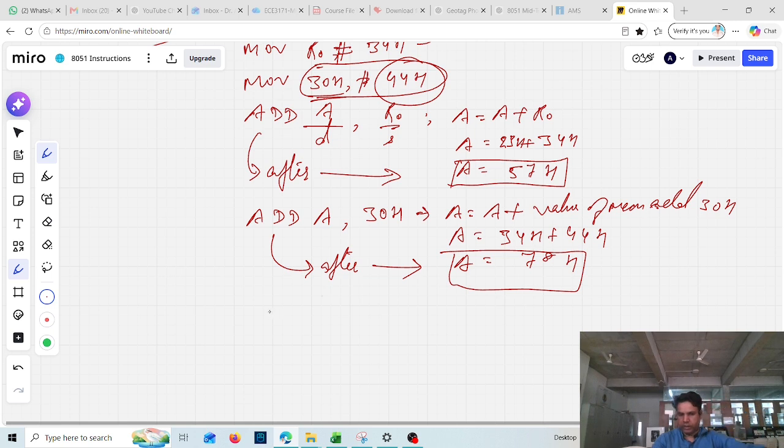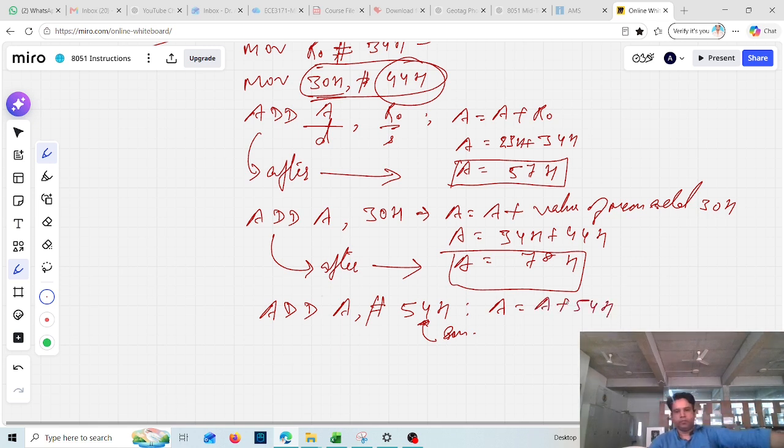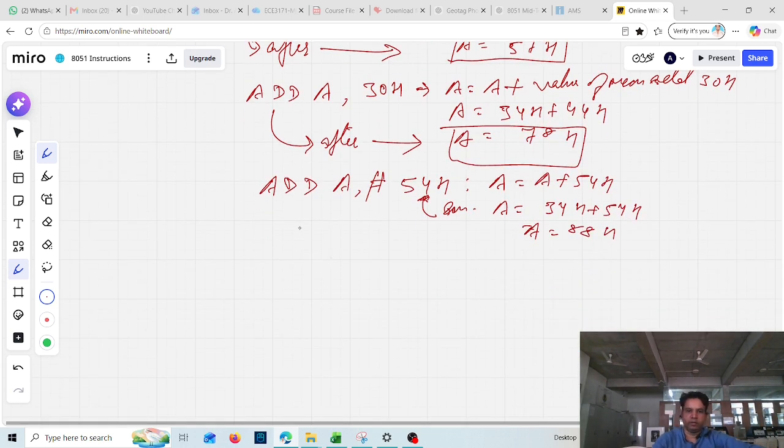I can also have an immediate value in the source. So I can write ADD A comma, let's say, 54H. Now this is an immediate value, and of course the meaning of this is A will be equal to A plus the immediate value 54H. So you will get A, which was 34H, added with 54H, and the sum will be 4 plus 4 is 8, 5 plus 3 is 8. This is the value of A after executing this instruction. This is how the add instruction works.